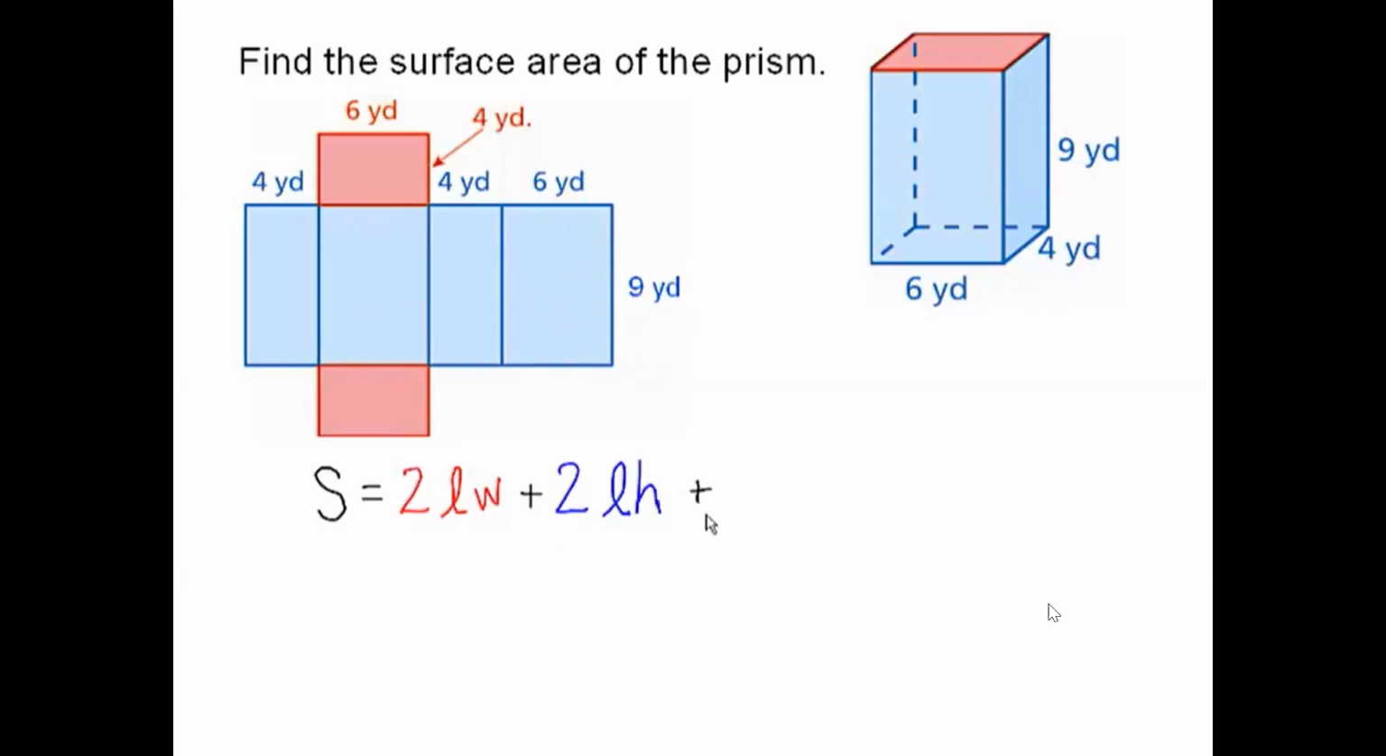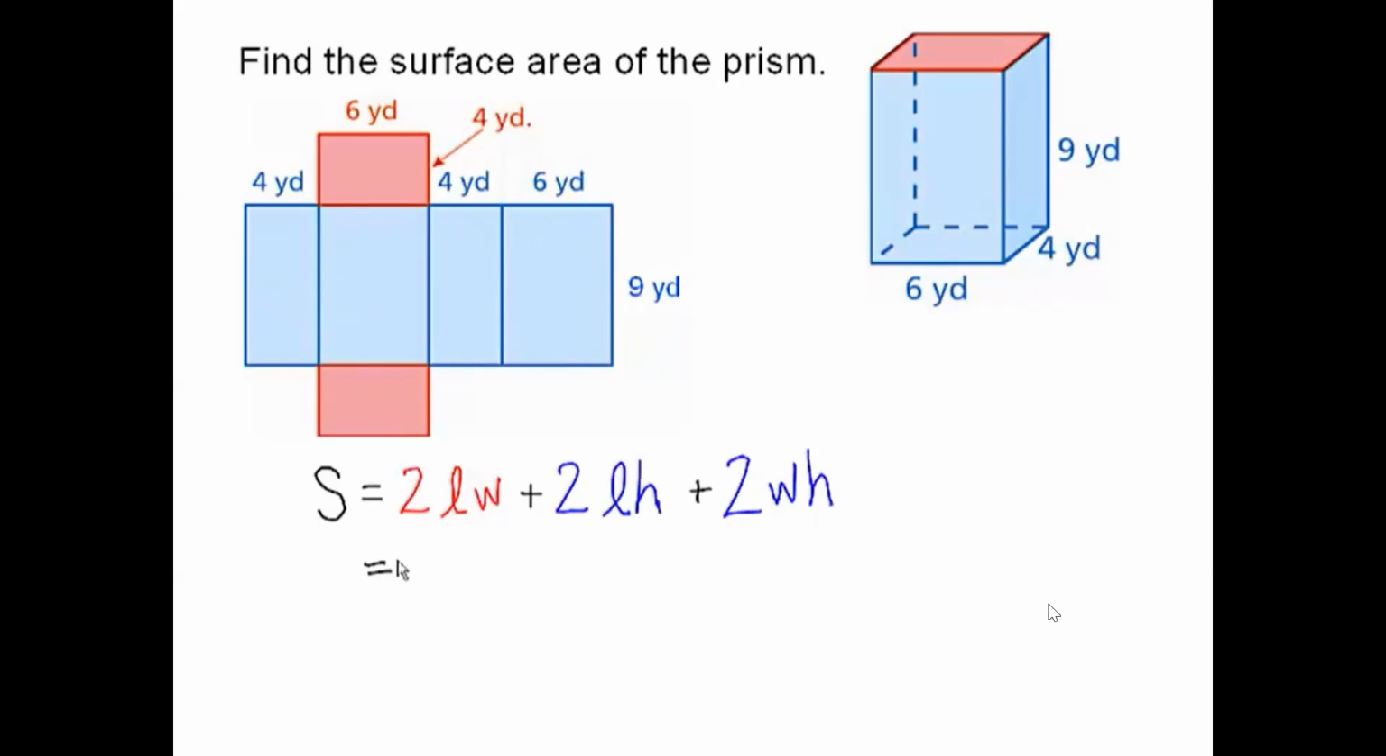And finally, we add the remaining 2 rectangles. They are 4 yards by 9 yards. So we multiply by 2 again, and 4 yards was our width, and we have 9 yards as the height. So now we took care of each rectangle in the net. So that will give us the surface area.